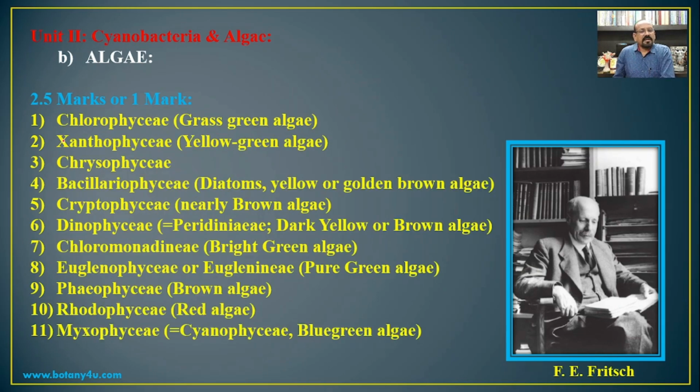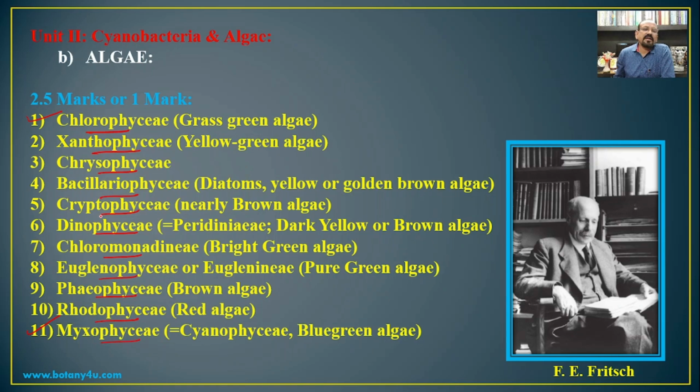In 2.5 mark questions or 1 mark questions, questions are asked on the different classes provided by Fritsch in his classification. In Fritsch classification, there are 11 classes from the chlorophyceae to myxophyceae. That is chlorophyceae, xanthophyceae, chrysophyceae, bacillariophyceae, then cryptophyceae, dinophyceae, chloromonadinae, then euglenophyceae, then phaeophyceae, rhodophyceae and myxophyceae.